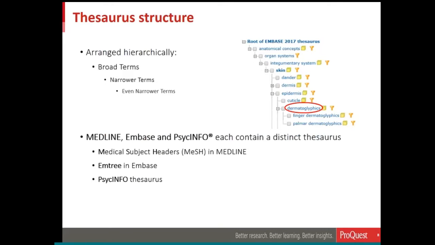On this platform, in the 6 databases that you have, 3 of them each have their own thesaurus. So Medline uses the medical subject headers thesaurus that the National Library of Medicine creates. Embase uses the Emtree thesaurus that's created by Elsevier, and PsycInfo uses the PsycInfo thesaurus. And each of these is slightly different. They're created by different publishers. They have slightly different emphasis, and they work a little bit differently.